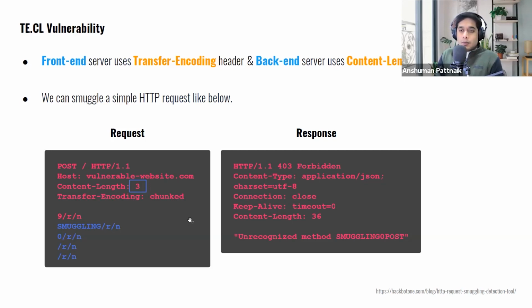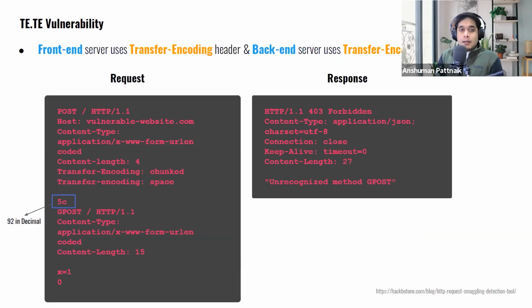That's why in the response, as you can see here, we get the same unrecognized method, smuggling 0 post, the same thing we observed in CL.TE. The same thing we can also see in TE.CL, but the variants are a little bit different. So the last variant is TE.TE.